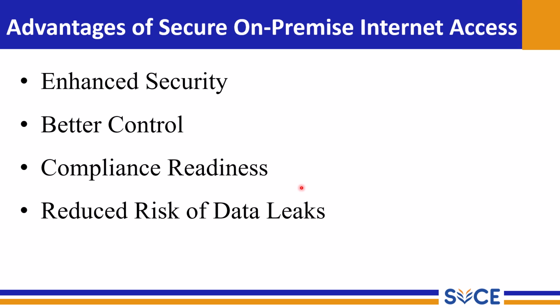Okay, if we want to do some enhancement for this particular case, you can use a captive portal for the guest or a lightweight NAC, which allows only known MAC addresses on the LAN. And for failover, the wide area network can go through dual ISP if available. Okay, so these are the advantages of secure on-premise internet access.